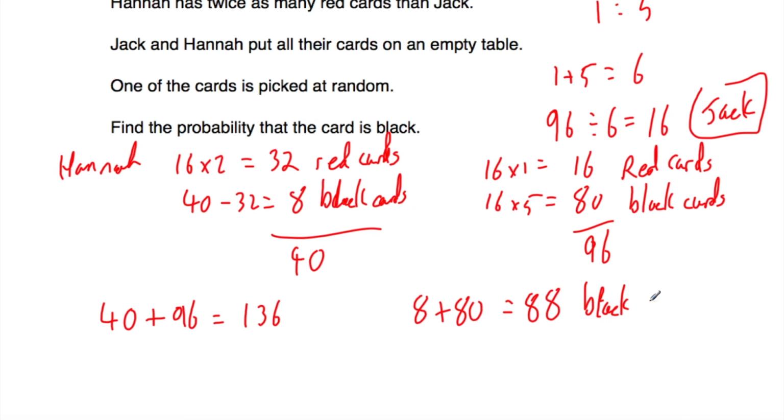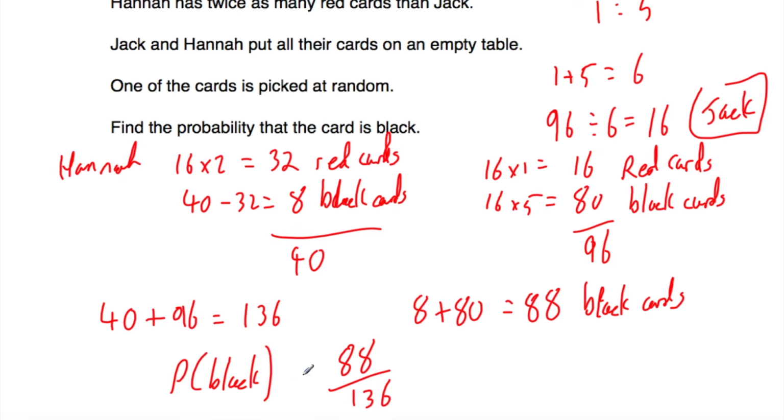So if we want to find the probability of a black card being chosen, that's going to be 88 out of 136. So that's the probability of a black card. Now the question didn't say we needed to cancel it down, but I'm going to cancel it down anyway. I'm just going to get my calculator. I'm going to type in 88 over 136, and that's equal to 11/17. So the probability of a black card being chosen is 11/17, and that's it.